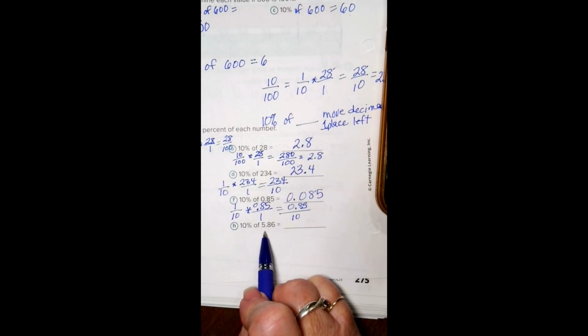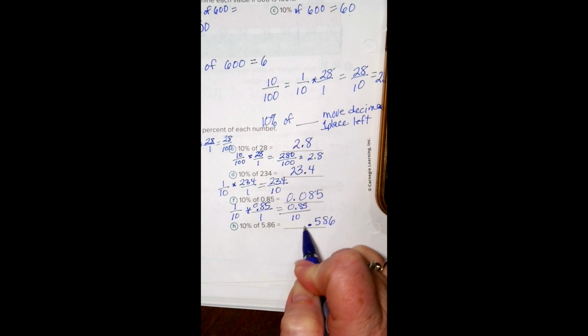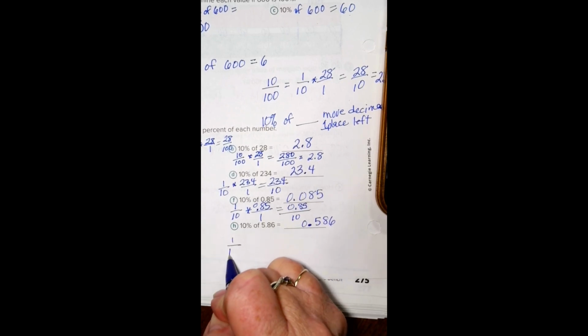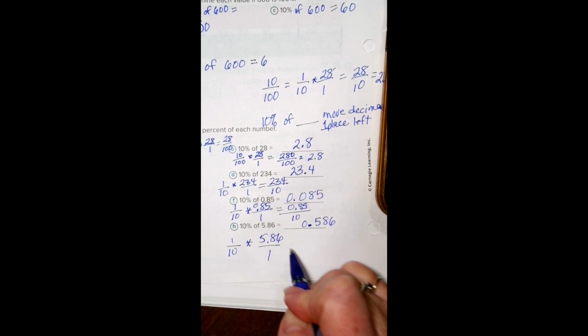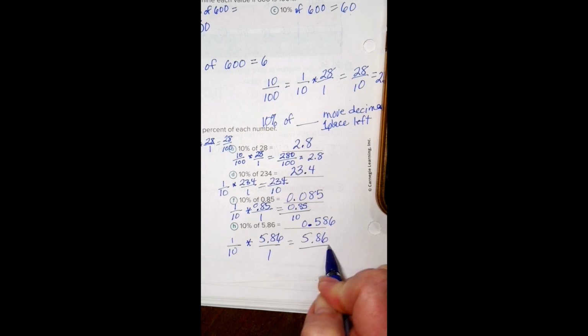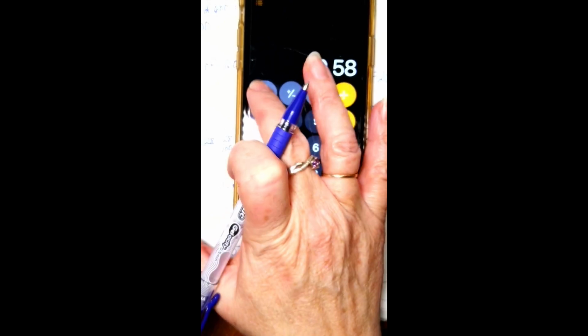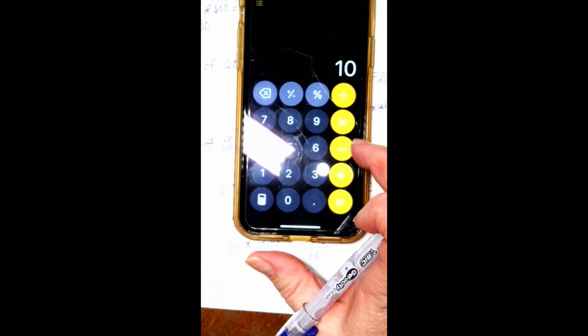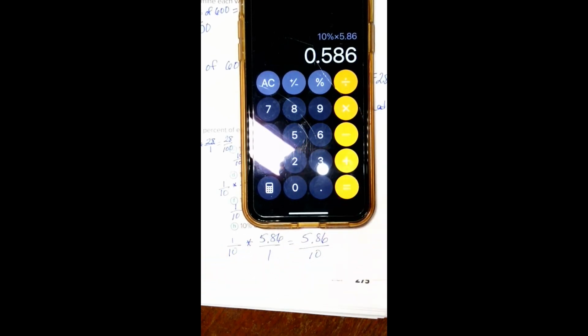So then finally this one, moving it 1 place to the left, I should get 0.586. 1/10 of 5.86 gives me 5.86 over 10. 5.86 divided by 10, 0.586. If I did 10% of 5.86, 0.586. So I get that on all of them.